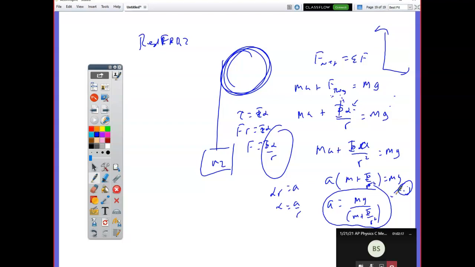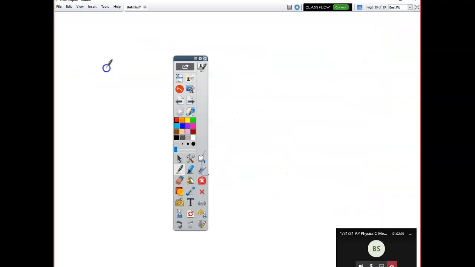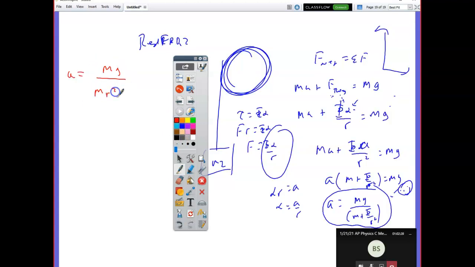I'm going to change my color of ink so you have some chance of following what I'm doing. And then do a common denominator on the bottom. Then flip and multiply, and I'm going to get A equals mg r squared over m r squared plus I. Actually, I'm thinking we don't even need this, because none of this has to do with I or D or T, does it? That's why I was confused.